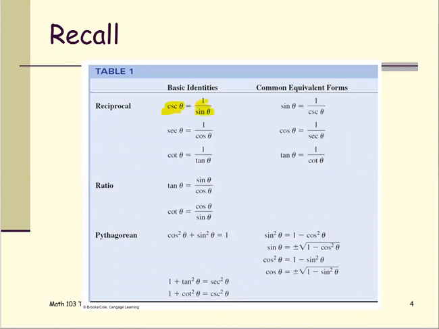the sine of theta. Secant theta is the reciprocal of cosine theta. The cotangent theta is the reciprocal of the tangent theta. The other way around, the sine theta is the reciprocal of the cosecant theta, and so forth. Another group is the ratio identities.